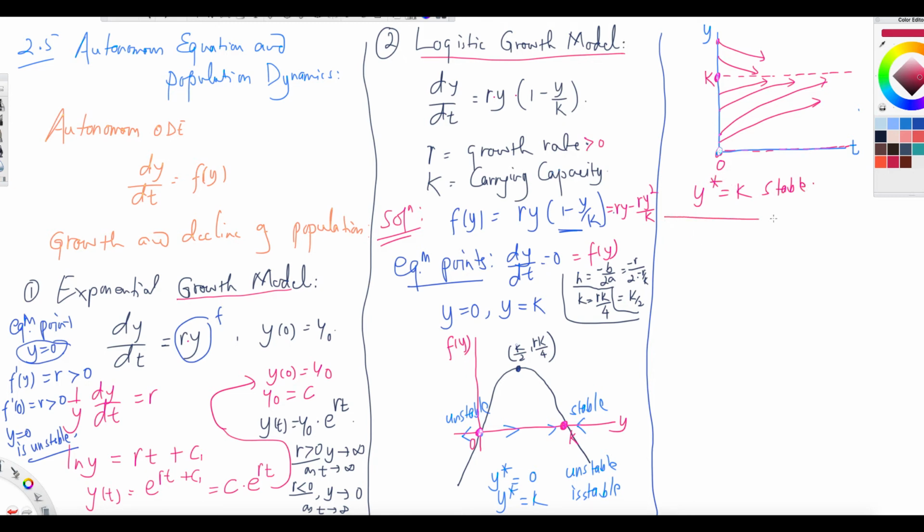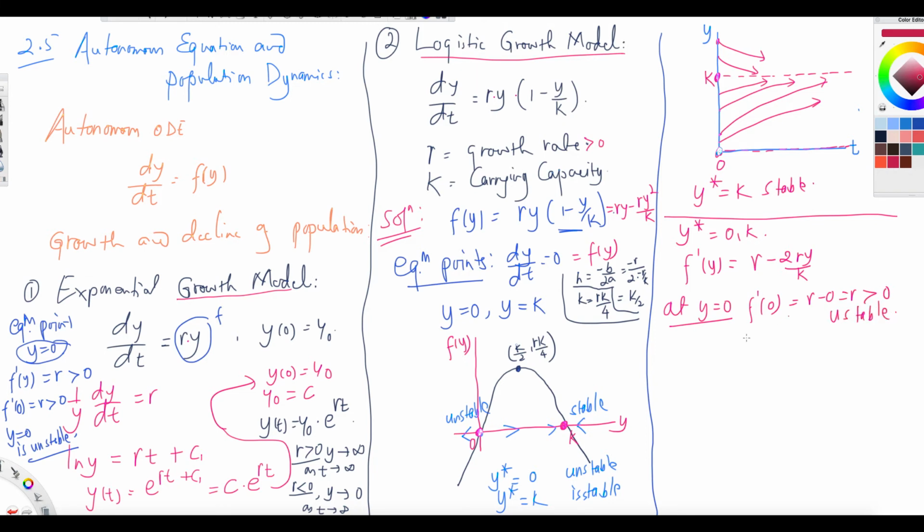Do you remember the linearized form of checking the stability of the equilibrium point? So what are the equilibrium points? y star equals 0 and k are the equilibrium points. So to test the stability, what we do is you find out f prime of y. That is what the linearized theorem says, right? What is the f prime of y? Just find out the derivative of this. r minus 2ry over k, right? So at y equals 0, what do you get? f prime at 0 will be r minus 0, that is r positive, so unstable.